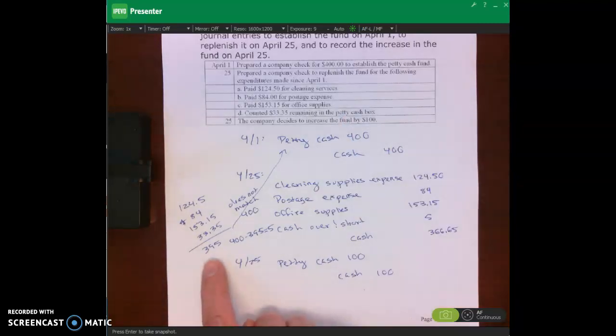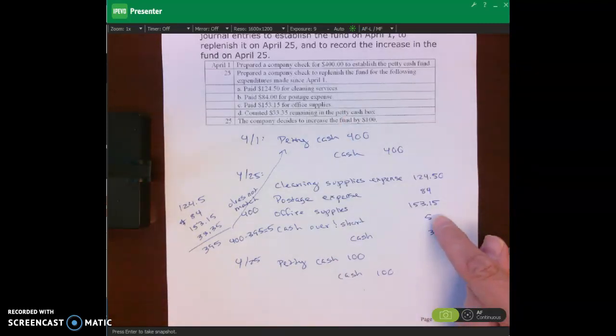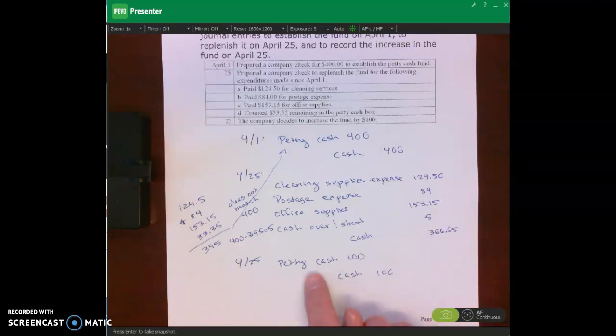We add up all these, we get $395. So we're short by $5. So we debit our cash over and short $5 right there. And then on the 25th, debit petty cash 100, credit cash 100.